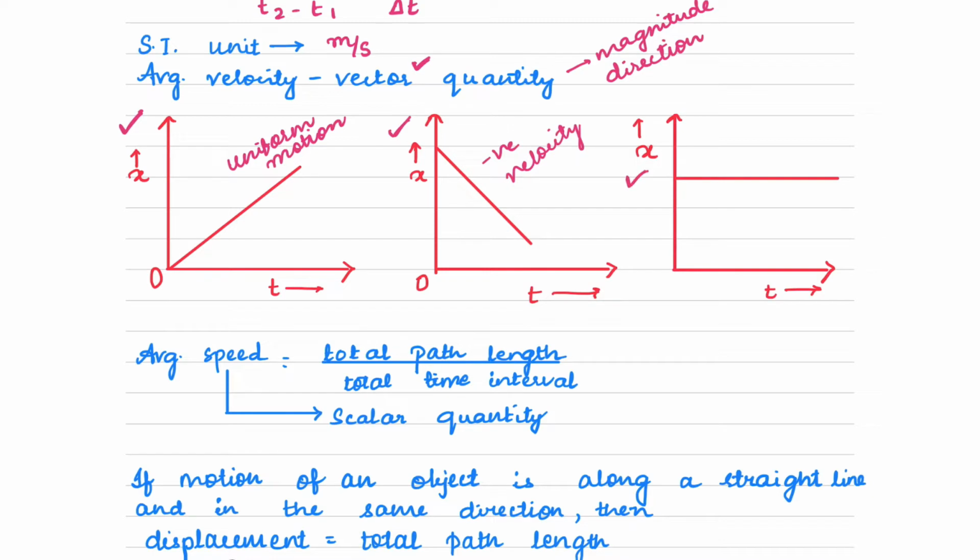In the third graph, we observe that the position of the body does not change, and if the position of the body does not change, it has zero velocity. It does not move at all. It is at rest.